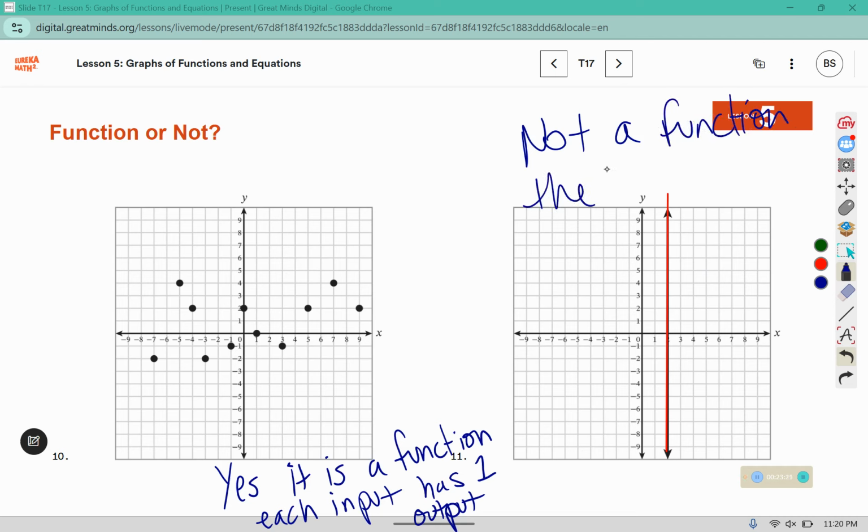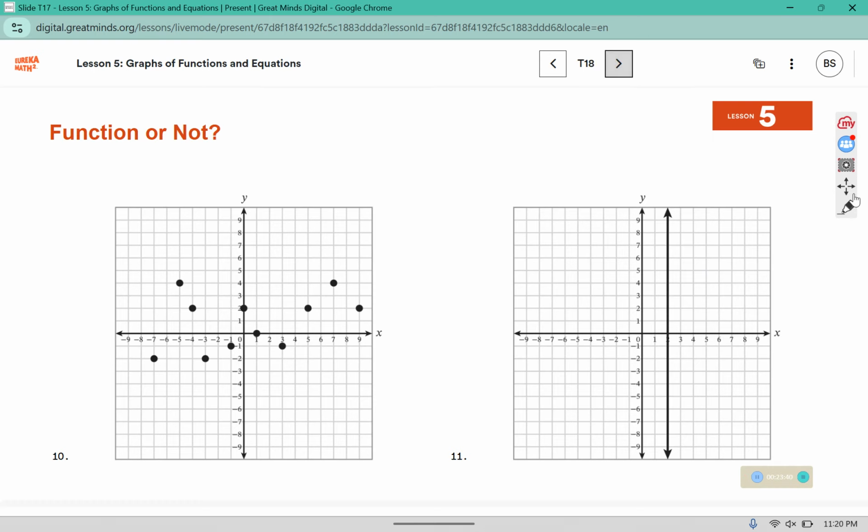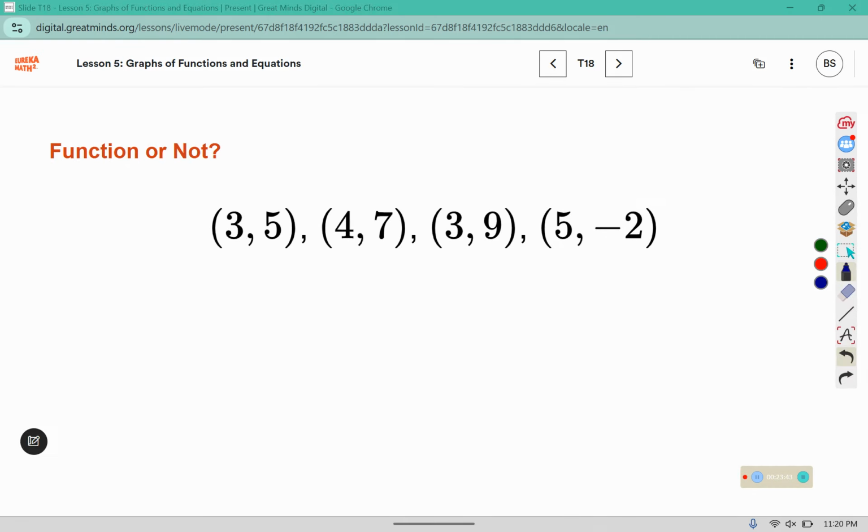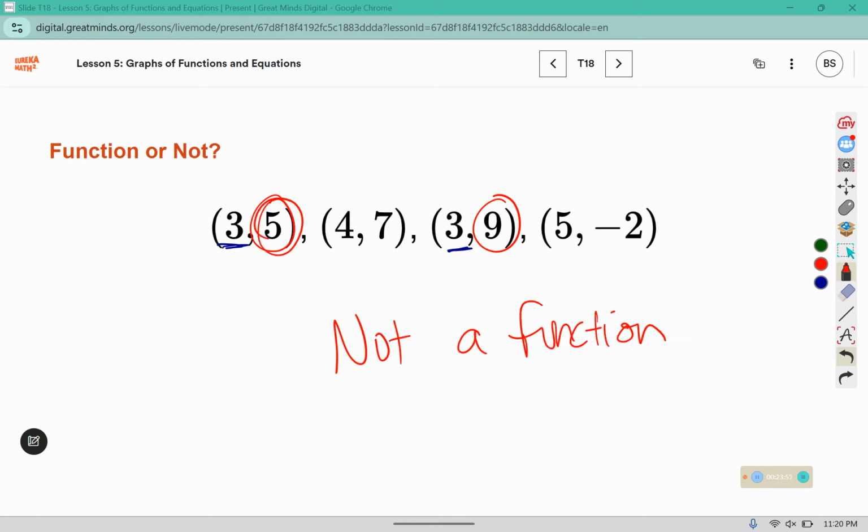The input 2 has more than one output. For this one, the input 3 has two different outputs. So this one is not a function. 3 is trying to go to two different locations at the same time, and that's not possible.